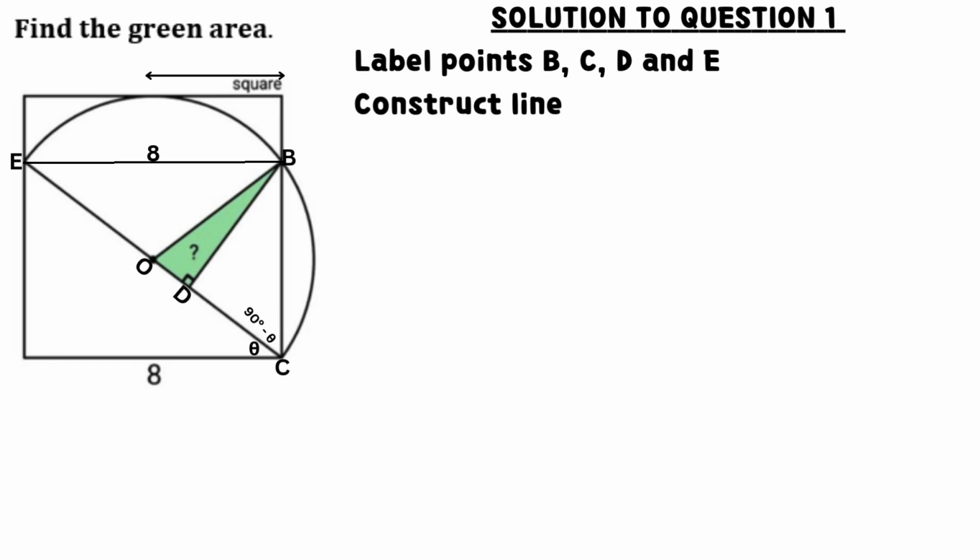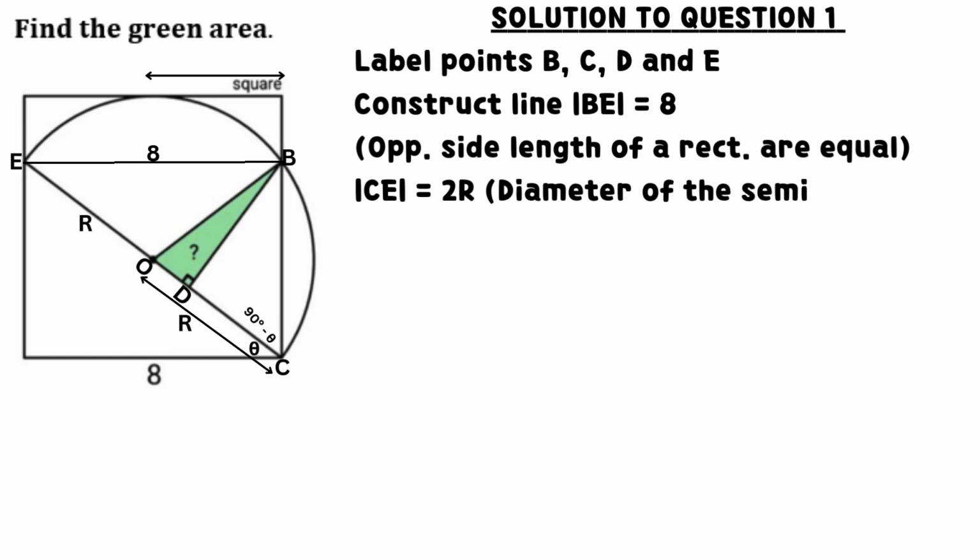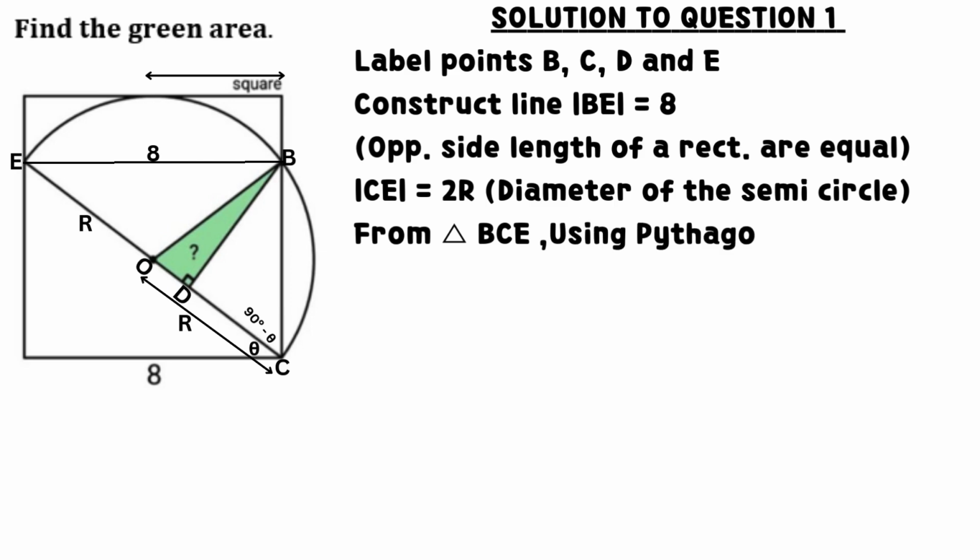Solution to question 1. Label points B, C, D, and E. Construct line BE equals 8. It is because opposite side lengths of a rectangle are equal. Line CE equals 2 times R. It is the diameter of the semicircle.